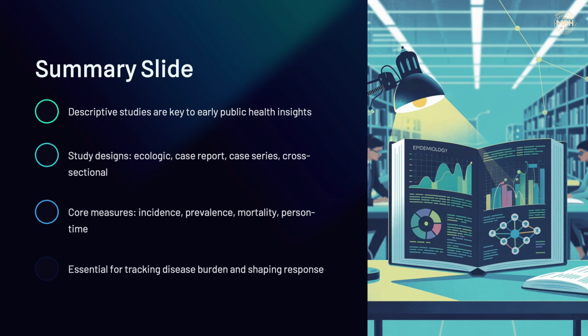To summarize, descriptive epidemiology focuses on person, place, and time. Study designs include ecologic studies, case reports and series, and cross-sectional surveys. Epidemiologic data can be nominal, ordinal, discrete, or continuous. Key measures include ratios, proportions, rates, incidence, mortality, and prevalence. Descriptive data helps generate hypotheses, track health trends, and guide public health action.